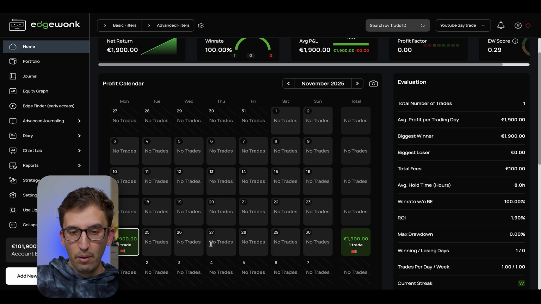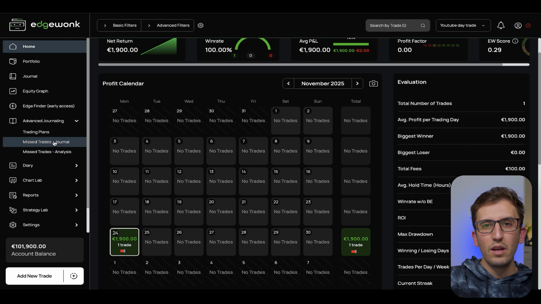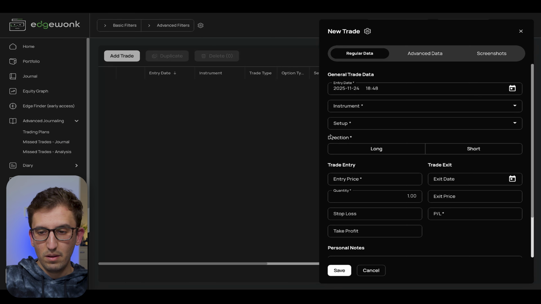And what's really cool as well, you can see here, advanced journaling. So you can click on advanced journaling and you can actually input the trades that you missed. So you could put missed trades journal, and then you could put the same information that I just showed you, but you can also do it for your missed trades. So you can analyze, I missed this trade. Why did I miss this trade? Maybe I was asleep, or I wasn't paying attention, or I was texting my friend or something. So it allows you to have that data as well, which is really cool.